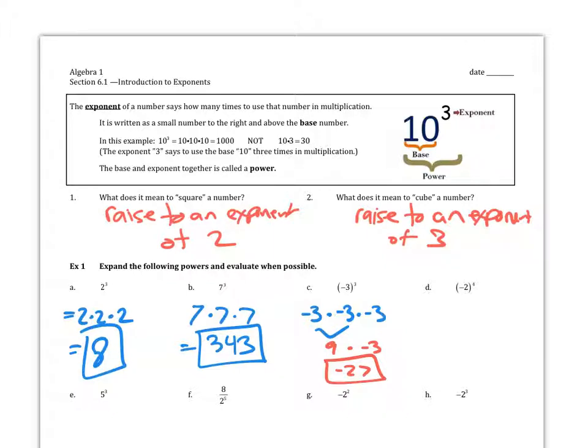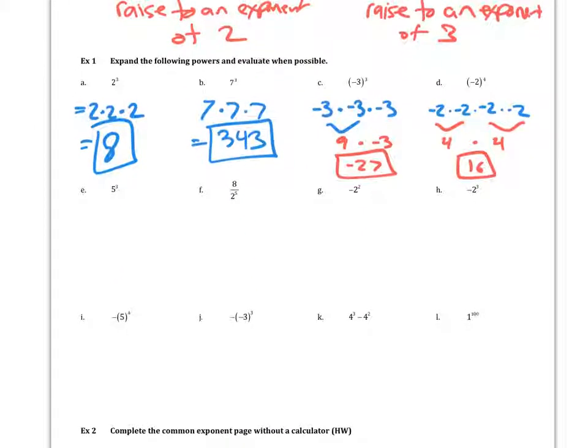In D, I get negative 2 times itself 4 times. Negative 2 times negative 2 times negative 2 times negative 2. Well, let's break this down into pieces here. So we've got the negative 2 times negative 2 is positive 4. This negative 2 times negative 2 is positive 4. We're still multiplying. This is all multiplication. So now I get 4 times 4, which is positive 16. So negative 2 to the fourth is positive 16.